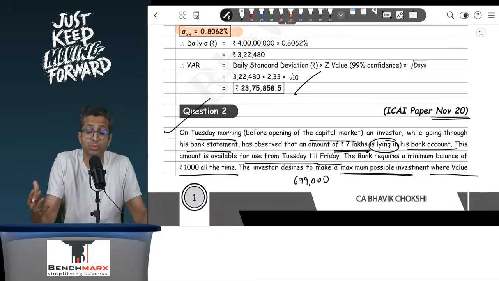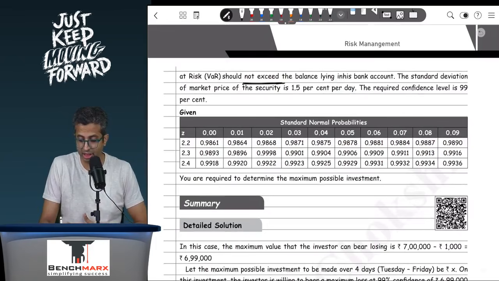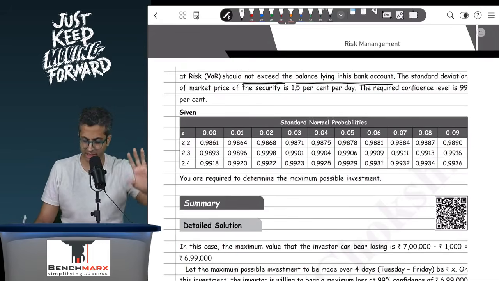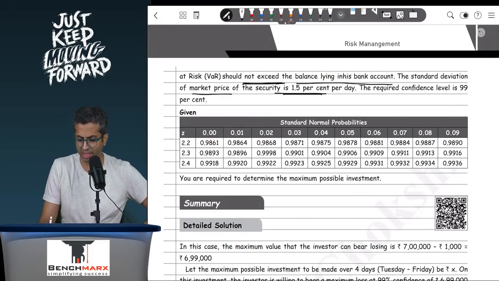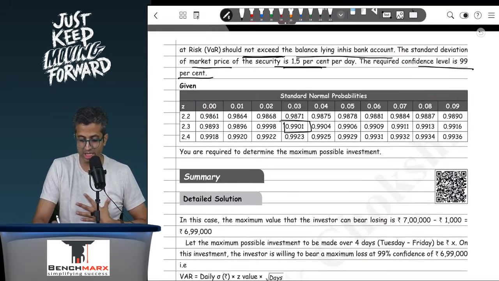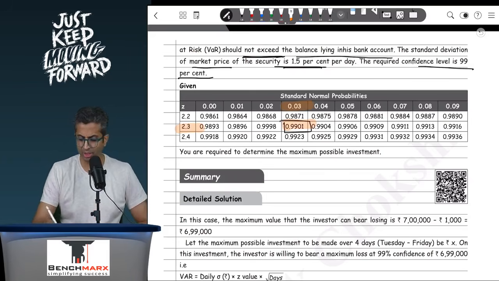But it is the maximum investment in such a way that the value at risk should not exceed the balance lying in his bank account. It is not saying that the investment should not exceed the balance; the VaR should not exceed that. The standard deviation of the market price of the security is 1.5% per day, and the confidence level is 99%. The standard normal probability is given, like the normal distribution table, where we see at what level 0.99 gets covered. When I look at 2.3 and then 0.03, Z is equal to 2.33. You are required to determine the maximum possible investment.